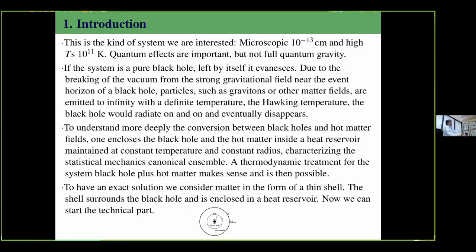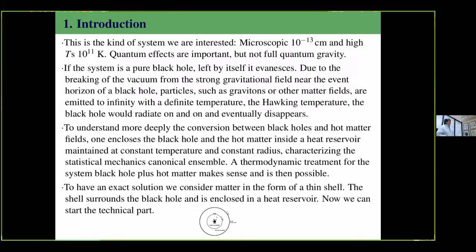So to understand more deeply the conversion between black holes and the hot matter, one encloses the black hole and the hot matter inside a heat reservoir, maintaining a constant temperature and a constant radius. And so we are dealing with what is called the canonical ensemble of statistical mechanics. And then a thermodynamic treatment for the system is possible.